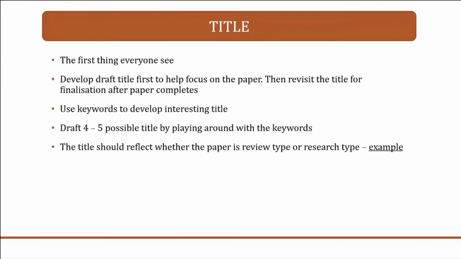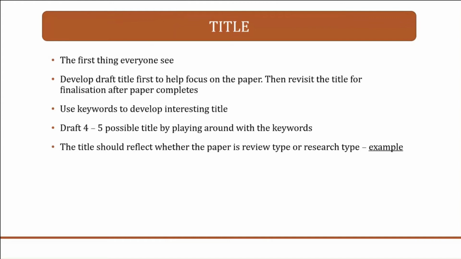So another way for you to decide how to develop an interesting title is by using keywords. The keywords come from your paper as well. What is the thing that is being repetitively talked about? Okay, so that's the keyword, and that keyword can be reflected in your title. And you can draft about 4 to 5 possible titles by playing around with your keywords.